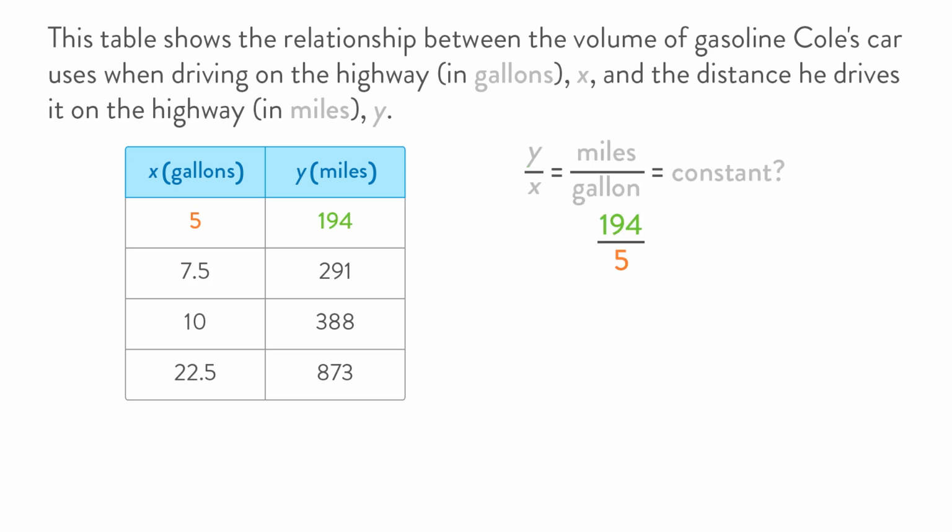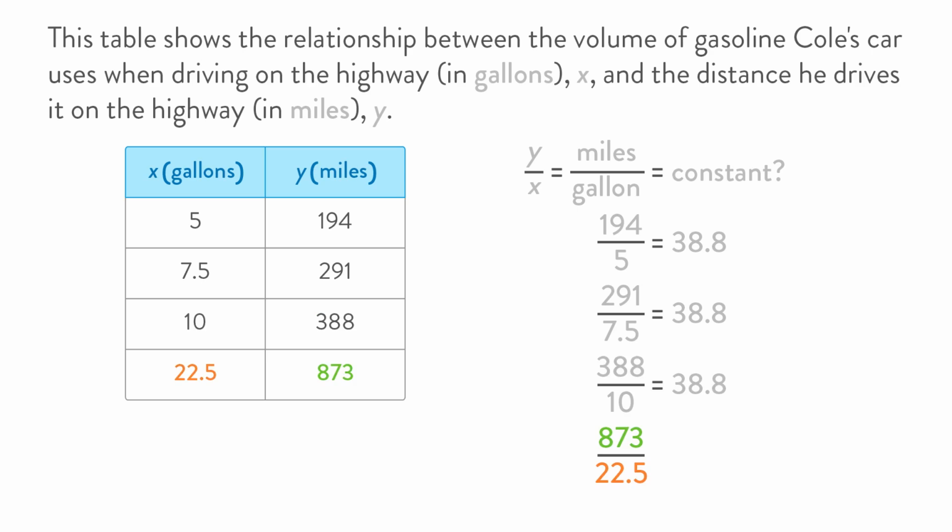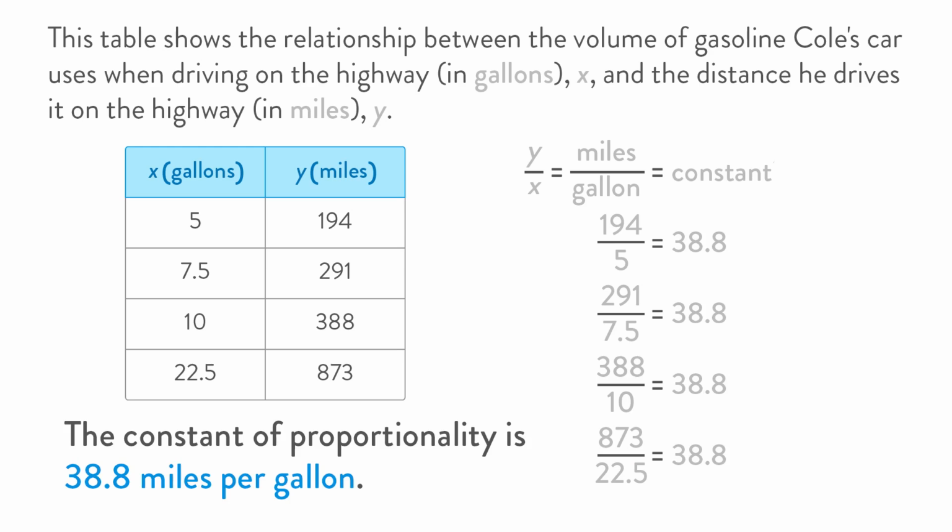194 miles over 5 gallons equals 38.8. 291 miles over 7.5 gallons equals 38.8. 388 miles over 10 gallons equals 38.8. And 873 miles over 22.5 gallons equals 38.8. The ratio for each pair of x and y values is 38.8. So the variables have a proportional relationship. The constant of proportionality is 38.8 miles per gallon.